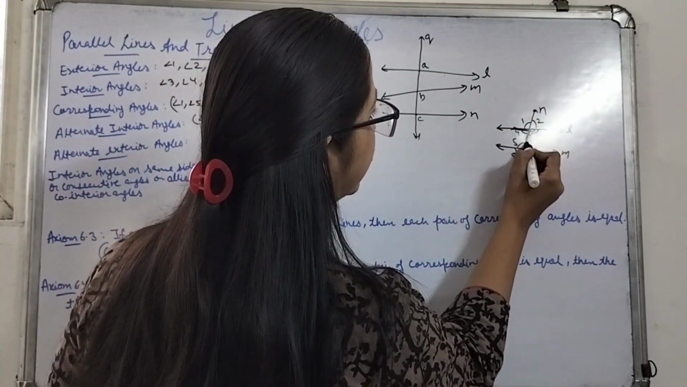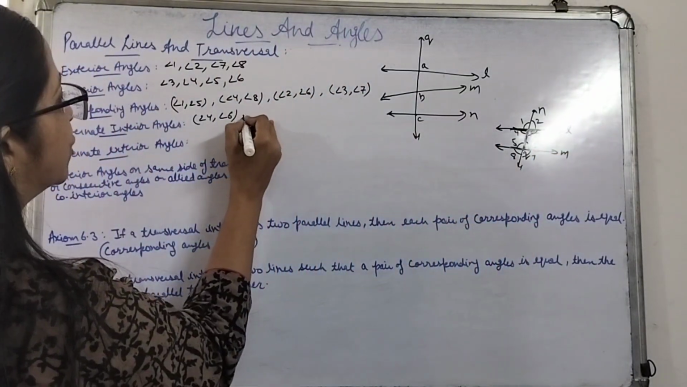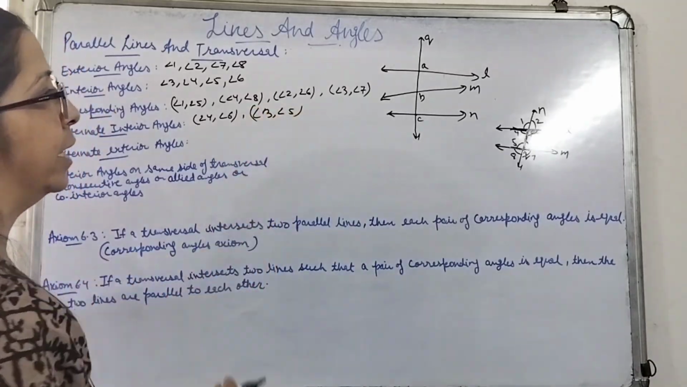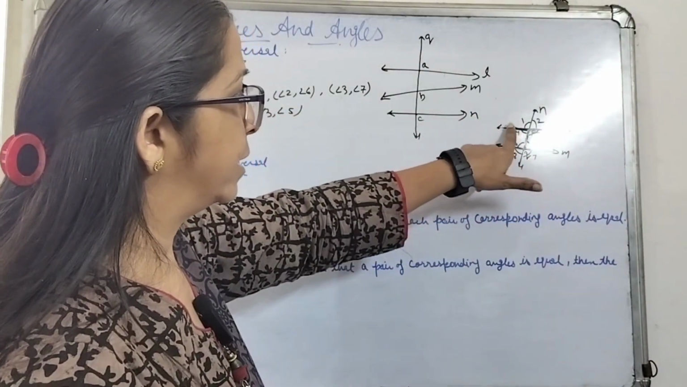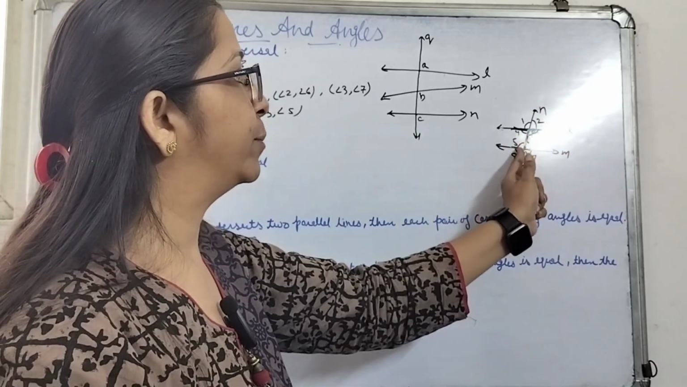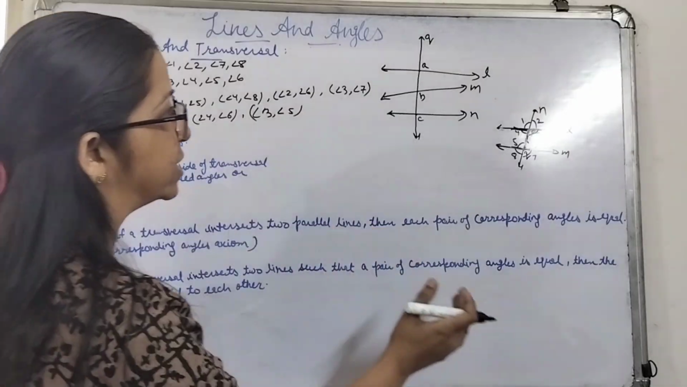Similarly, angle 3 and angle 5 are known as alternate interior angles. Angle 4 and angle 6 are alternate interior angles, and angle 3 and angle 5 are alternate interior angles. Now comes the alternate exterior angles.